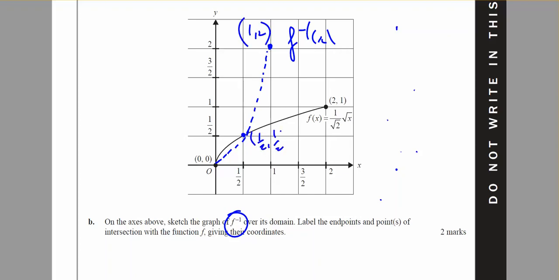Label the endpoints, did that, 0, 0, and the point of intersection giving their coordinates, done. So for 2 marks, beautiful.